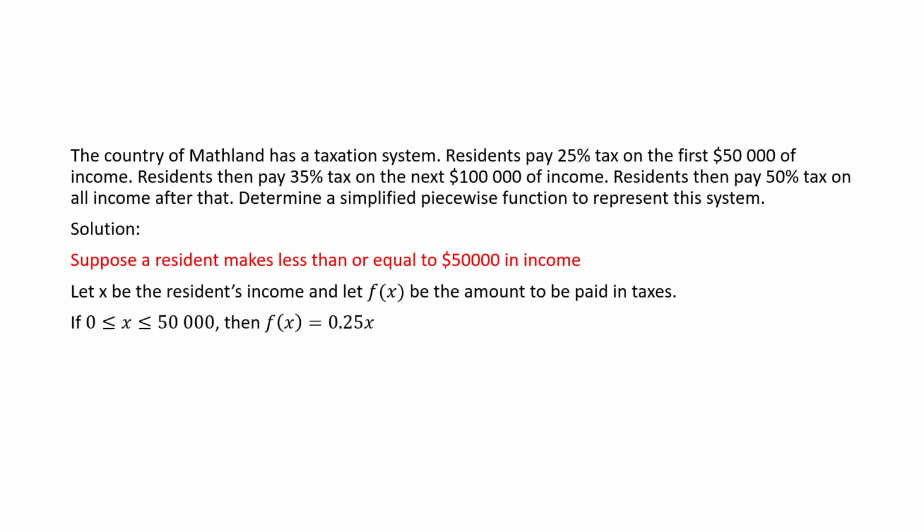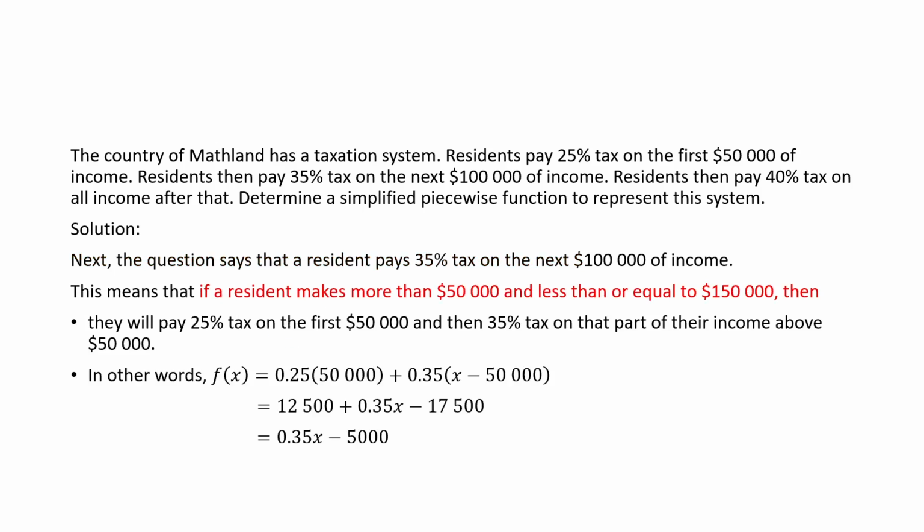Well, the first part's fairly easy. Suppose a person makes less than or equal to $50,000 in income. If that's the case, then their tax will simply be 0.25x, 25% of their income. This is a pretty simple rule for such a person. But what if someone makes more than that?